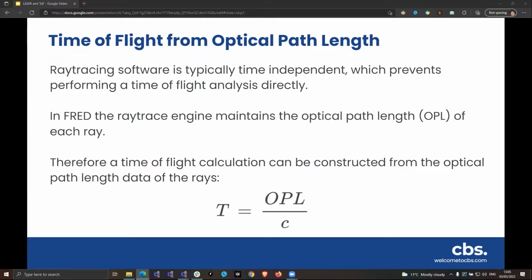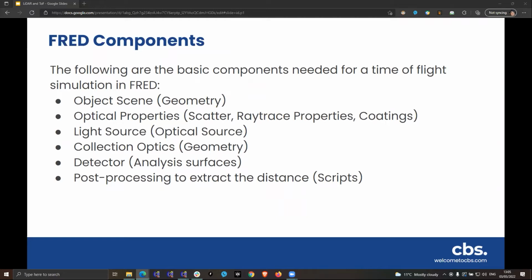So in terms of a basic FRED model to look at a time of flight system, we need the following things. We need an object scene, the items that we want to take distance measurements of, which takes the form of some geometry in our object tree. We also need some optical properties. The items that we shine our light on and see reflected light back from are going to give scattered, reflected light typically, so we need some scatter functions. We also need ray trace properties, which tell the ray trace engine what types of optical interactions can take place. And then we might also need some coatings.